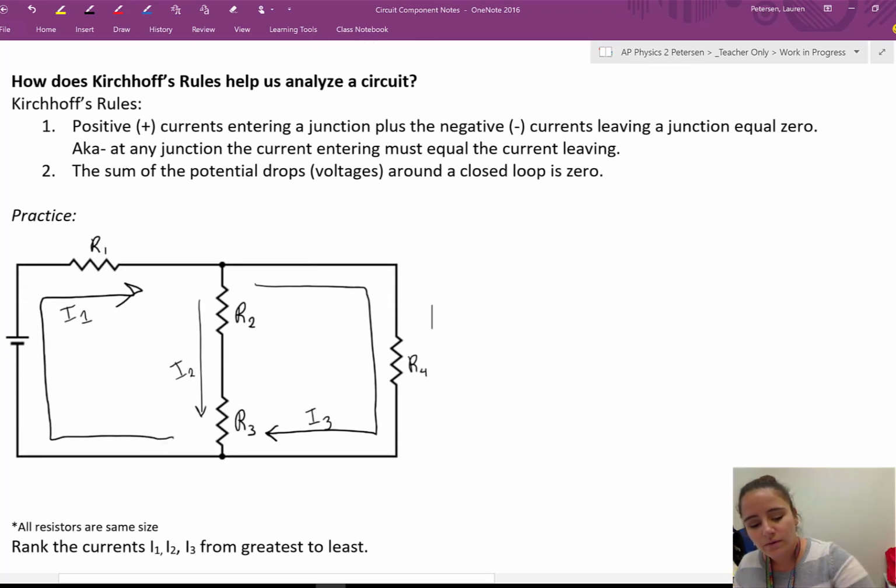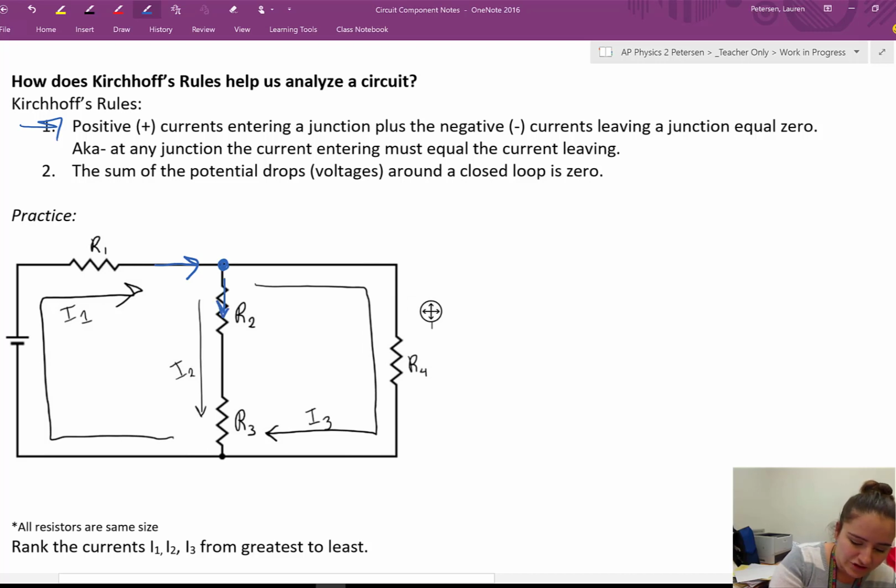Now, Kirchhoff was a really smart dude. He kind of put into law some of the things that we already knew about circuits. The basics of his two rules are that the positive currents entering a junction, like this one right here, must equal the currents leaving the junction. Makes sense? Also, his loop rule says that the sum of the potential drops across a closed loop is 0. So while a battery adds voltage, each of the resistors drop some of that voltage.